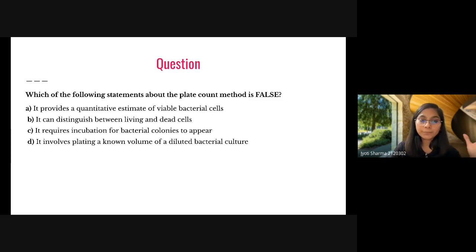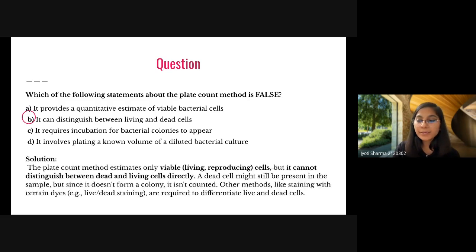So the wrong statement is B, that the plate count method can distinguish between living and dead cells. This is the wrong statement, because the plate count method is not able to differentiate between living and dead cells. So that's why B is the right answer.